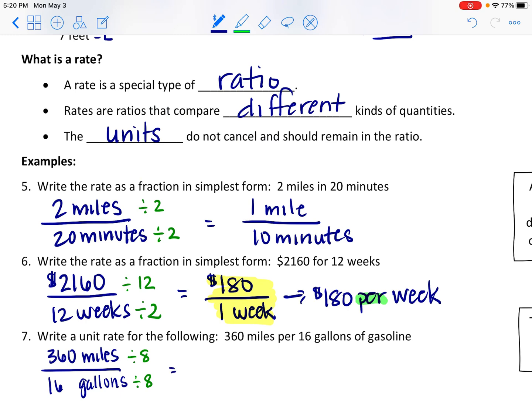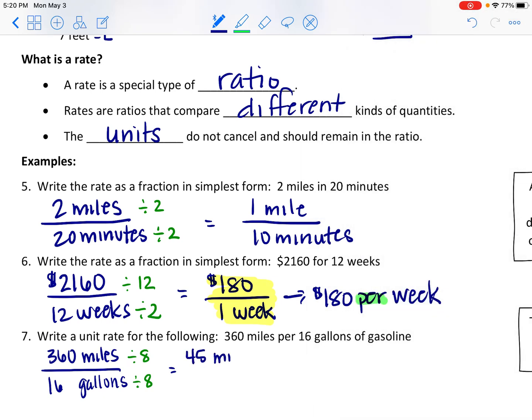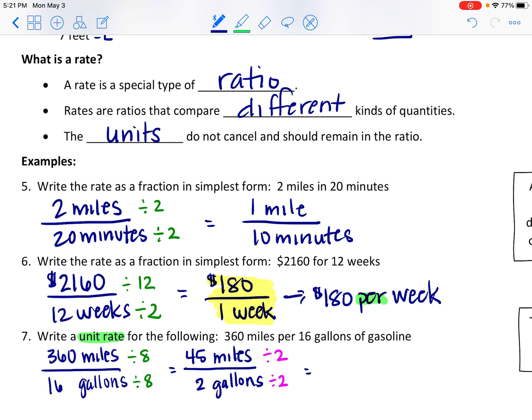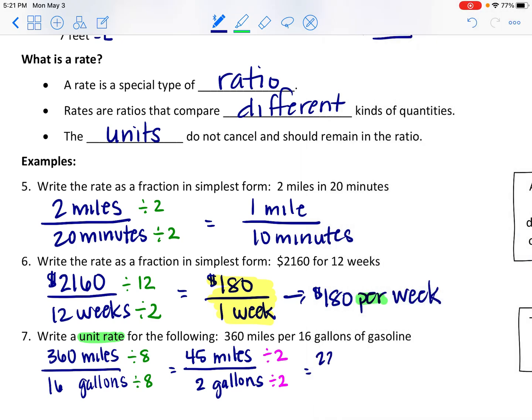So 360 divided by 8 is 45. So 45 miles, and then 16 divided by 8 is 2. So 45 miles in 2 gallons is as far as this is going to reduce in the typical sense of the word. But if I'm asked to make this a unit rate, that means I need the bottom of my fraction to be a 1. So I have to divide by 2, which means I have to take the top and divide it by 2 as well. Basically, take the 45 miles and divide by 2 gallons, just like the fraction is telling us to do. 45 divided by 2 gives me 22.5. So 22.5 miles, and then 2 divided by 2 gives me 1 gallon.